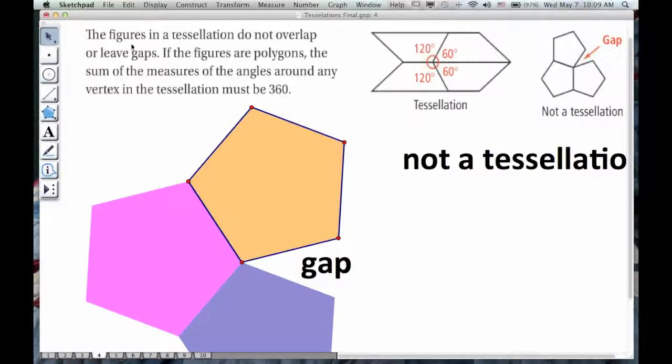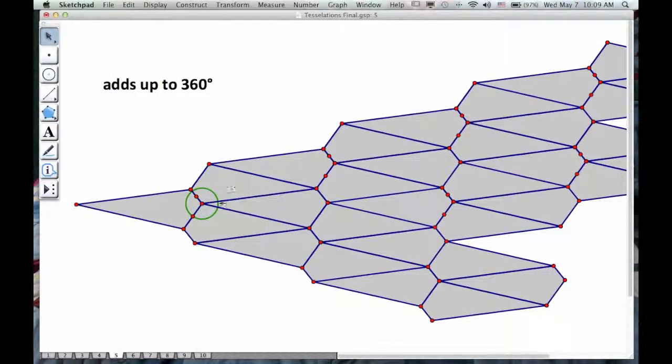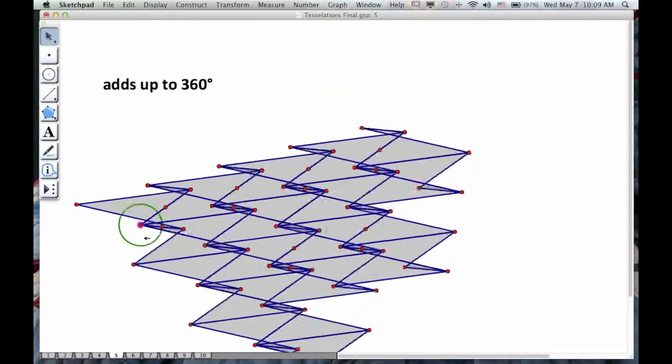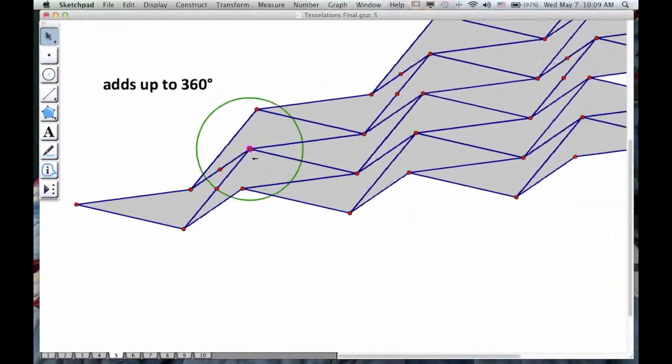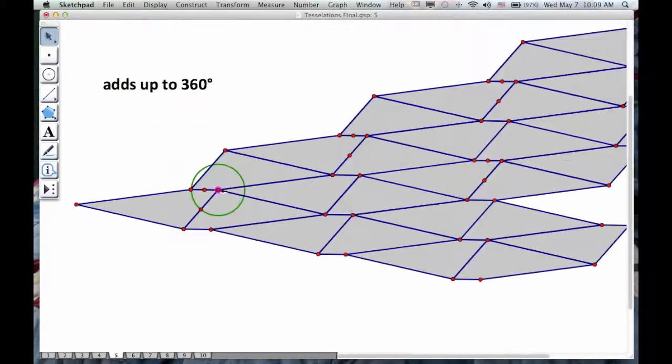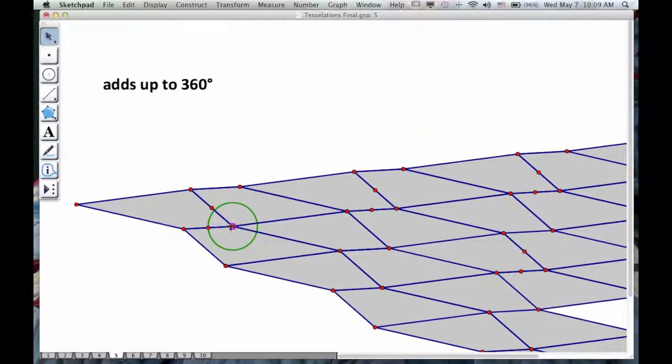Okay, the figures in a tessellation do not overlap or leave gaps. If the figures are polygons, the sum of the measures of the angles around the vertex in the tessellation must be 360. So here you see that it adds up to 360. Here is not a tessellation. That gap means that no matter how I move this, it will not be a tessellation. Now here we have this. No matter how I move it around, if I were to measure these, it would still add up to 360.